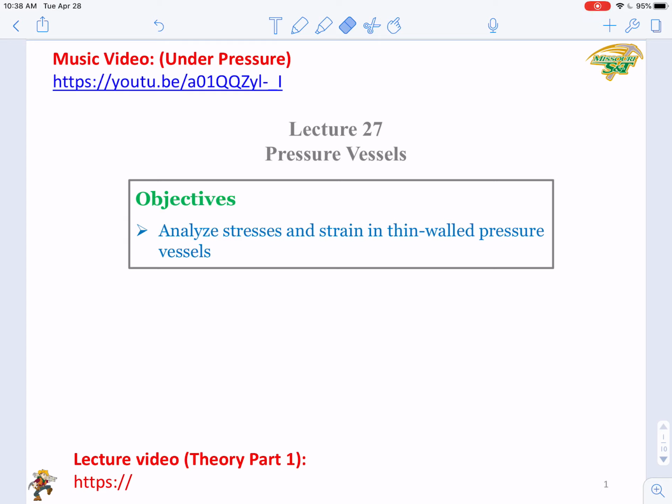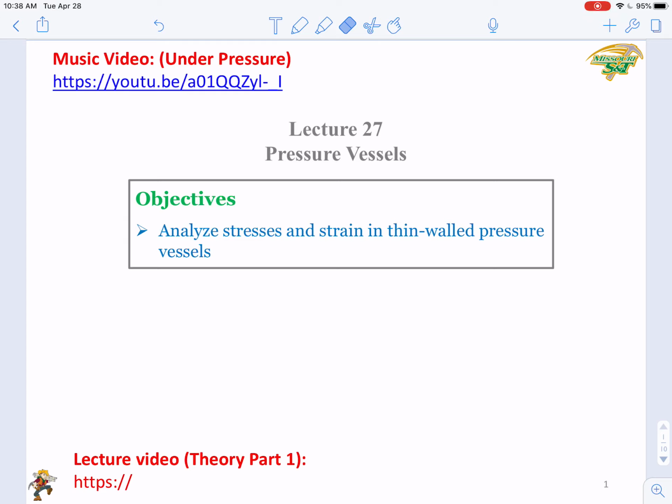Meaning that today we will talk about something related to pressure, stress and strain induced by pressure. Pressure vessels: we will analyze stresses and strain in thin-walled pressure vessels. As we mentioned previously, in chapter 9 and chapter 10, we will not introduce any new theories anymore. You just need to review the previously learned theories and combine them together to solve some practical problems.